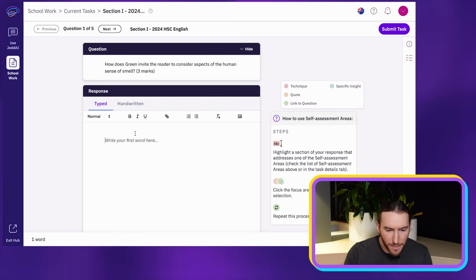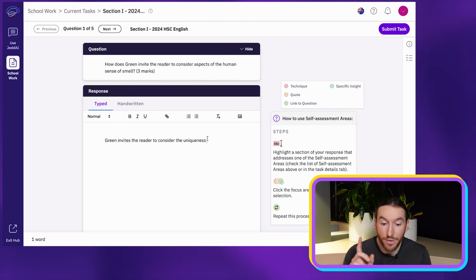Okay, so starting the topic sentence, never overcomplicate the sentence starter. How does Green invite the reader to consider aspects of the human sense of smell? Green invites the reader to consider the uniqueness. I said that was something that stood out. It was the last kind of sense it said that is hard to duplicate in the virtual world. So we don't need to be too clever here. Green invites the reader to consider the uniqueness. I'm still adding that. Uniqueness wasn't mentioned in it. So I'm giving the ultimate aspect to consider the uniqueness of the human sense of smell.